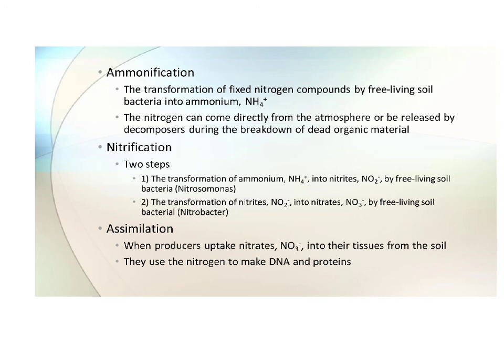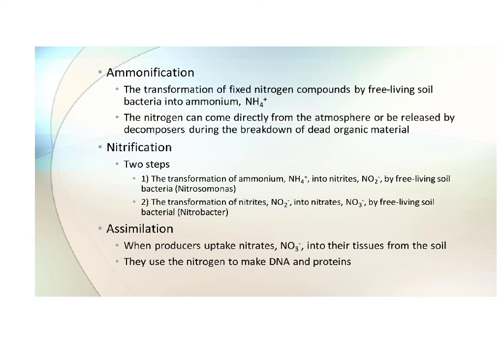Once we have ammonium, it cannot be used directly by plants. So we've got to do something else to it so that the plants can get what they need. They need to get nitrate ions. And so how do we do that? Well, we take that ammonium and we nitrify it. It happens in two steps. It's the transformation of ammonium first into nitrites, which is NO2, by free-living soil bacteria called Nitrosomonas. Then the second stage is the transformation of those nitrites, those NO2s, into nitrates, NO3, by a different free-living soil bacteria called Nitrobacter.